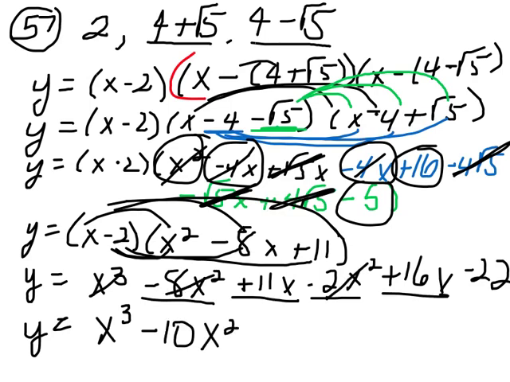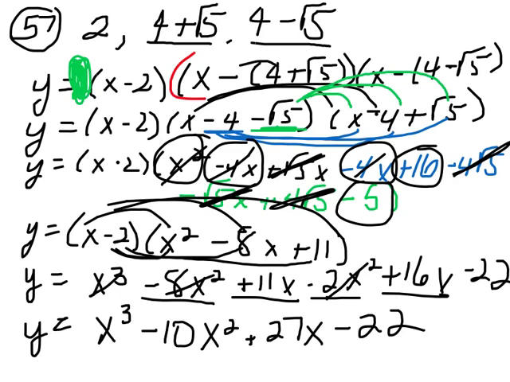11x plus 16x would be 27x, and then you've got this minus 22. Now that would be the most basic function. The reason there are many answers is I could multiply this through by any constant term. Like up here when I set my factors up, I could have put a 2 out front, or a 3 out front, or a 4, any constant I wanted to, and multiplied that through.